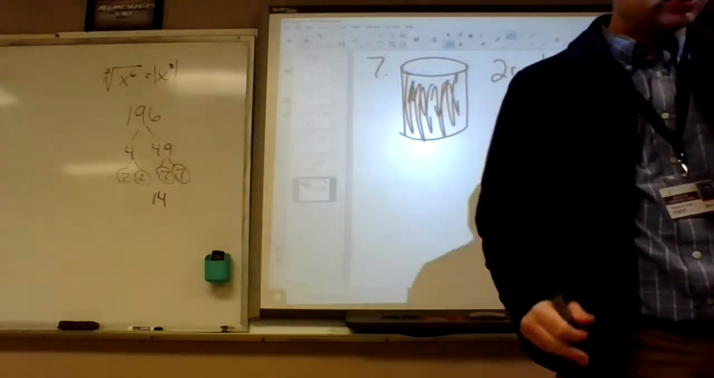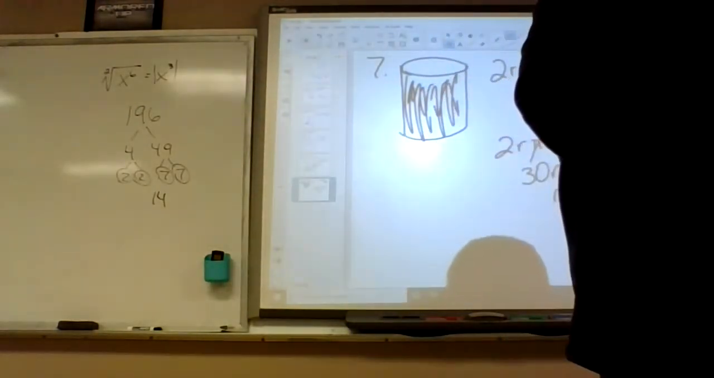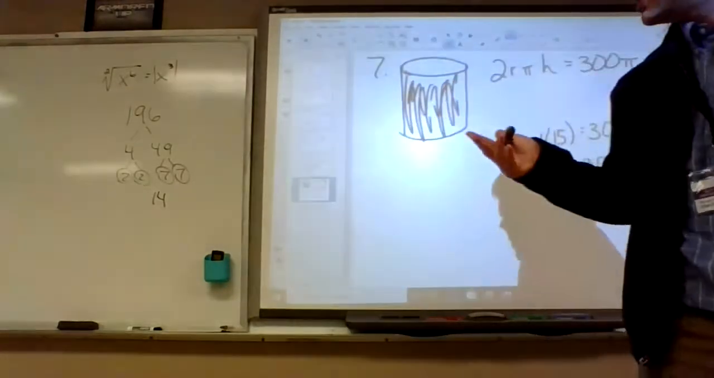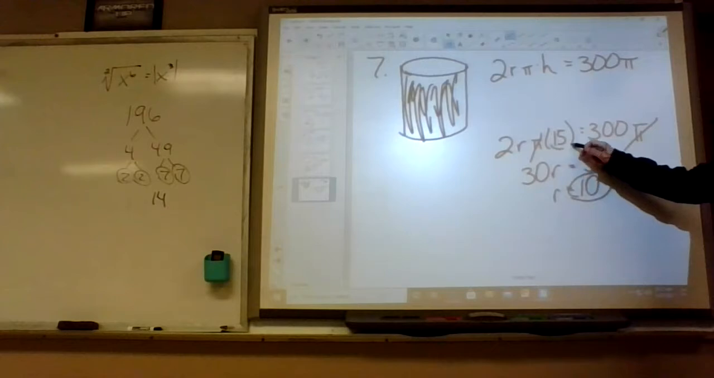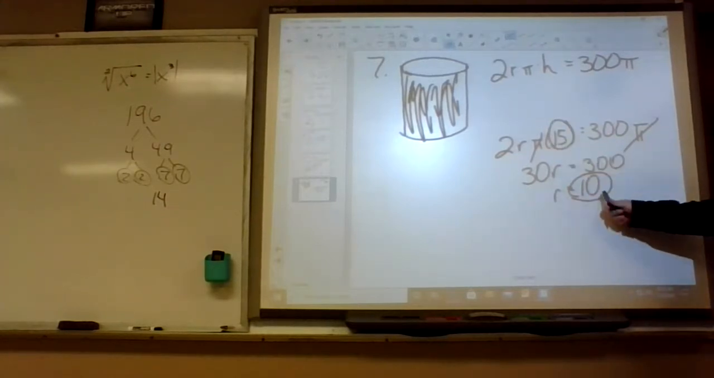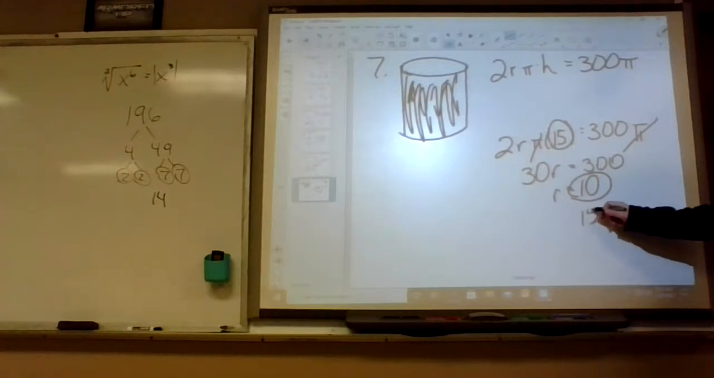Okay, now what was the question? How many cubic feet of gas? So it's a volume question, basically. So now we have the radius. We need to find the volume. We had the height from earlier, it was 15.